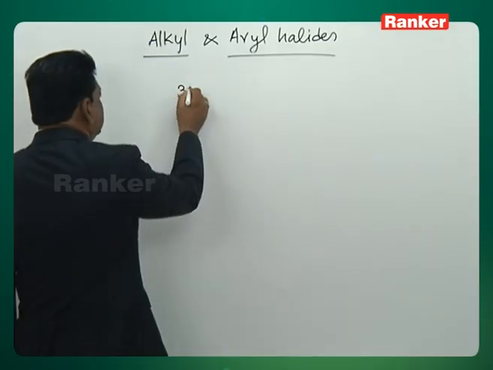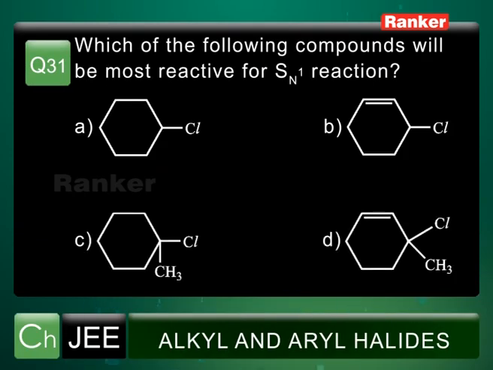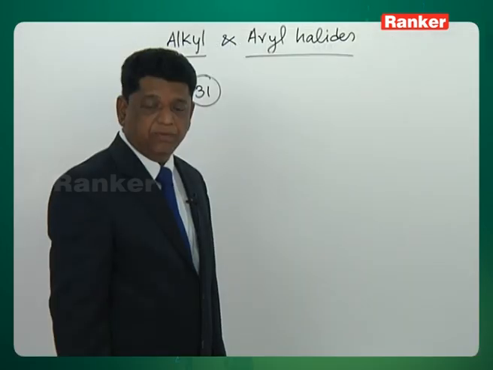Next question, question number 31. Which of the following compounds will be most reactive for SN1 reaction? In an SN1 reaction, the reaction passes through the carbocation. Let us see the options. Option A is cyclohexane. Option B has a double bond with chlorine, that is allyl chloride. Option C is again a cyclohexane with methyl, a tertiary type of compound. Option D is allyl and also a tertiary type of compound.